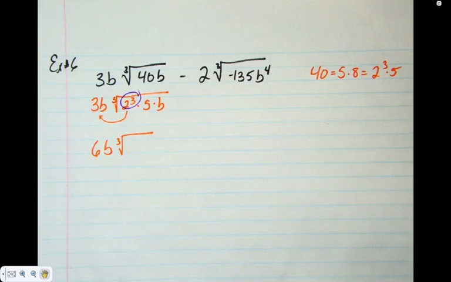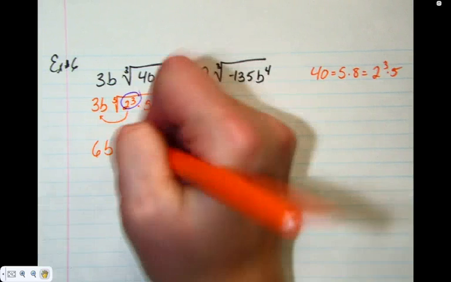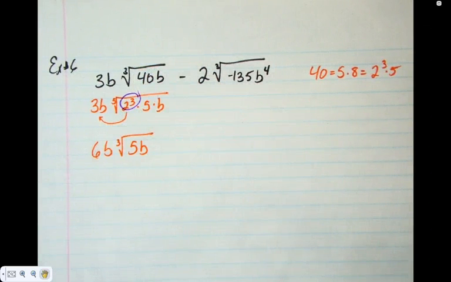And what's going to be left under there? Well, anything that's not circled. That's why I like to circle, because it's a little visual what's left. There's going to be a 5 and a b.